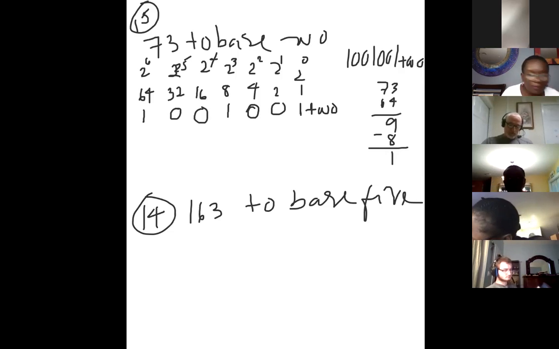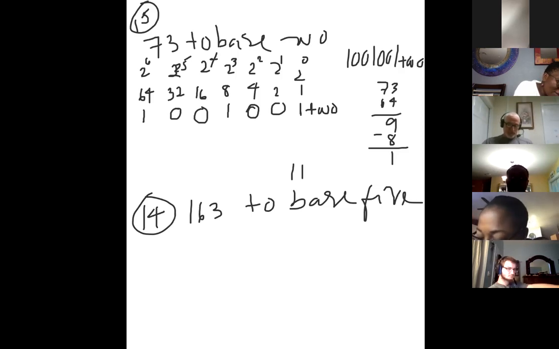So is the answer to 163 base 5 1123? 1, 1, 2, 3 base 5? Yes. And that sounds about right.